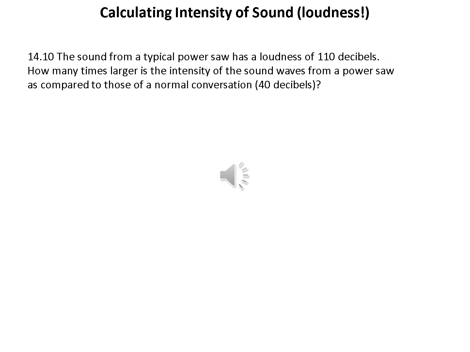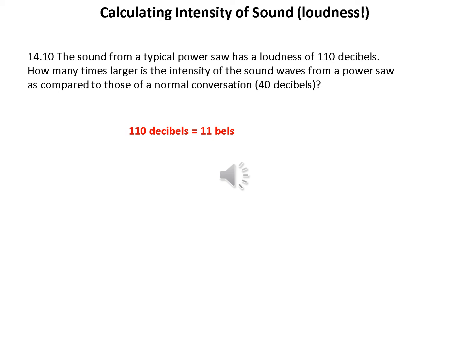On Your Own question 14.10 says the sound from a typical power saw has a loudness of 110 decibels. How many times larger is the intensity of the sound waves from a power saw as compared to those of a normal conversation, which come in at 40 decibels? So remember, the first step is to change decibels to bells so that we can find the difference on the Bell scale between the two sounds.